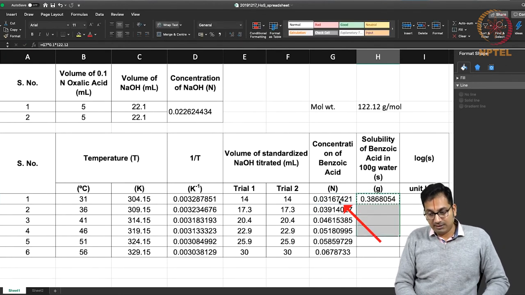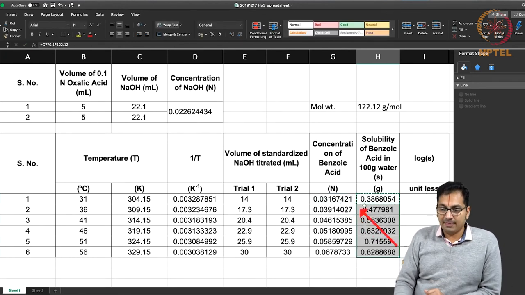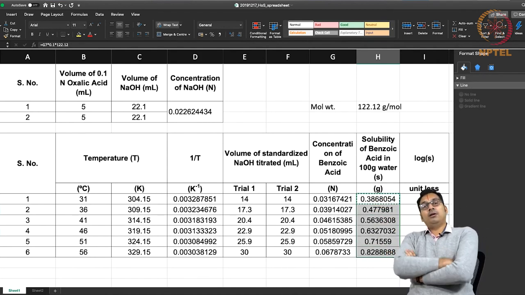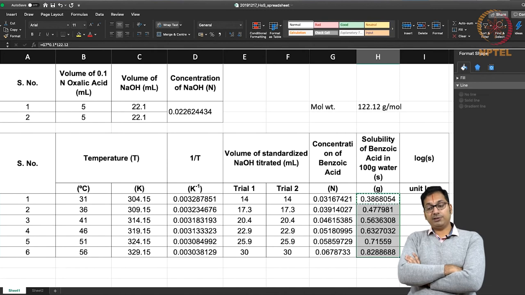So now this we can copy paste again. So this ends up saying how many grams of benzoic acid we have dissolved in water as a function of temperature. Let's start to make observations right away.